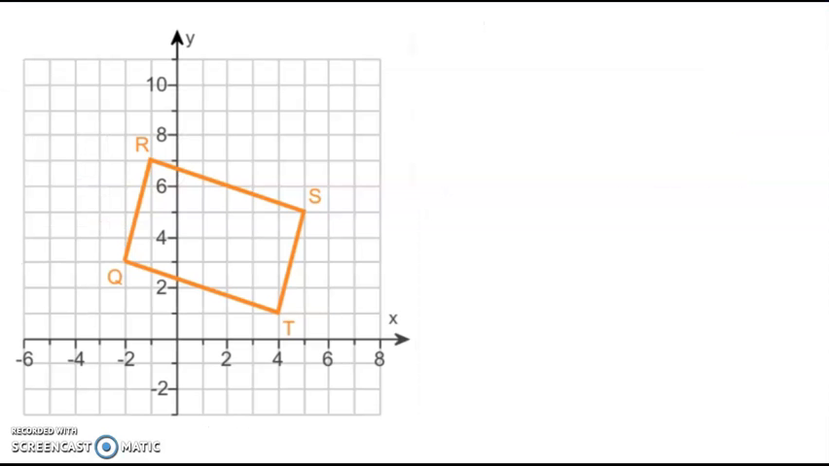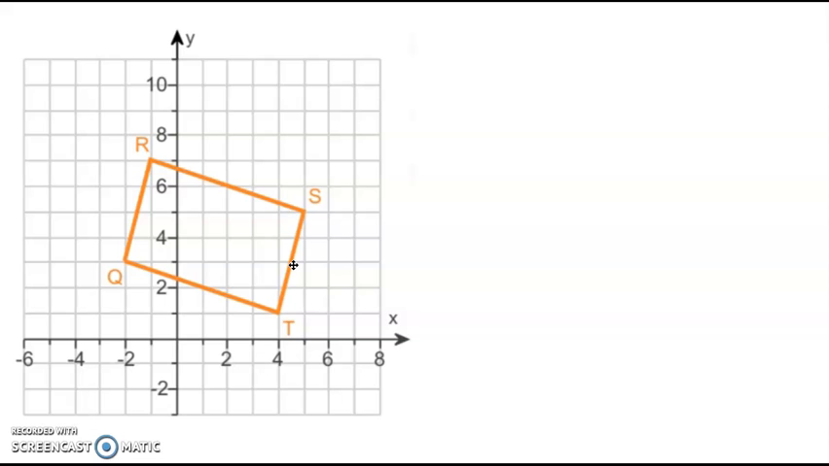The first thing I'm going to do is compare the slopes of opposite sides. If they're the same, then they're parallel. So QR, I'm going to count 1, 2, 3, 4 over 1. So this has a slope of 4. TS, 1, 2, 3, 4 over 1 has a slope of 4. So RQ and TS are parallel.